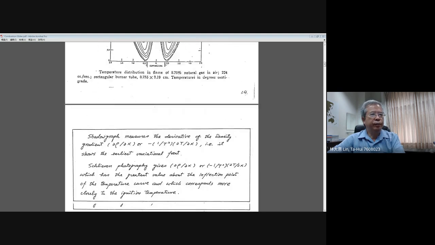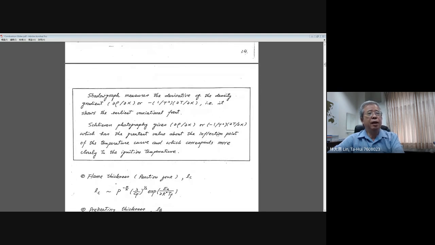In general, I think this is homework for you, to find out what's going on about the so-called shadow graph and the schlieren photography. These two technical methods you need to try to find out, and you will see how to do the experiment using these kinds of techniques.